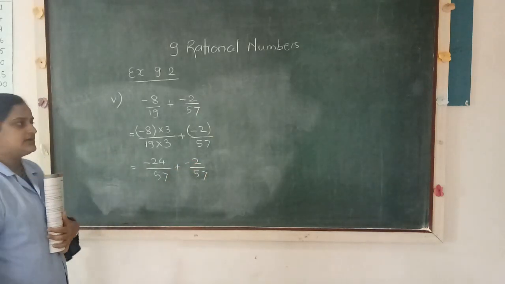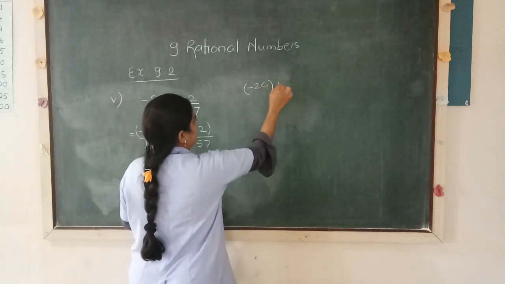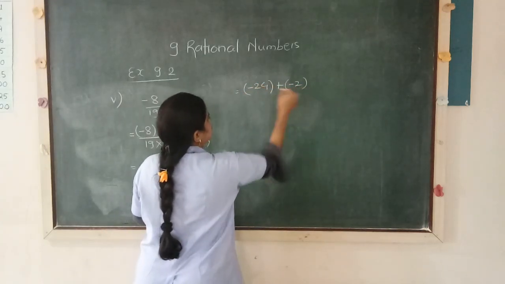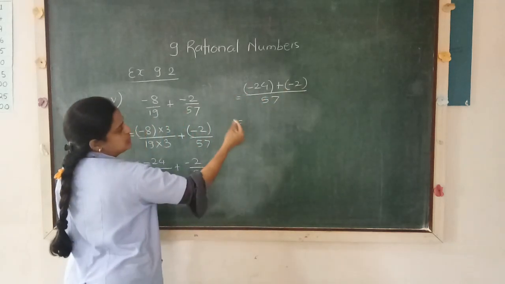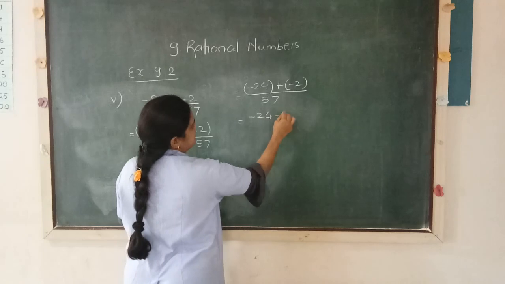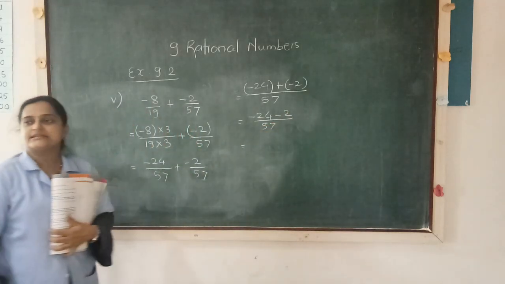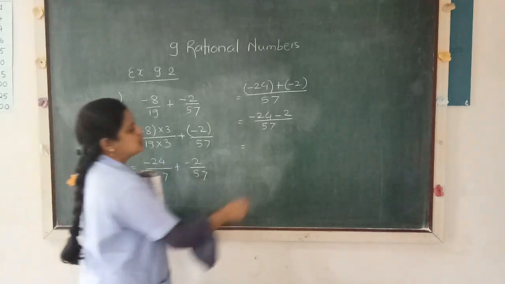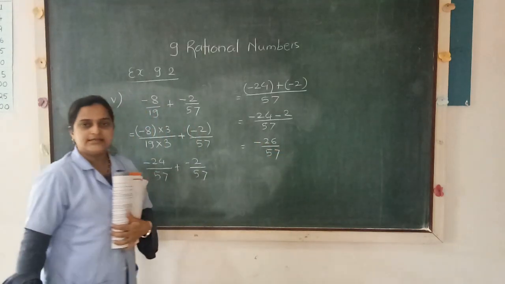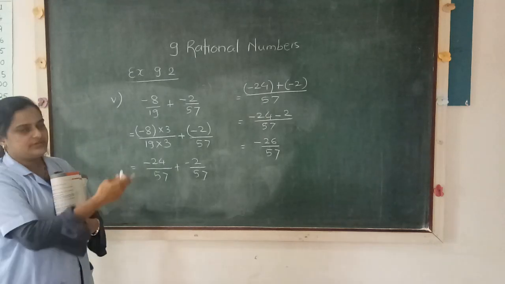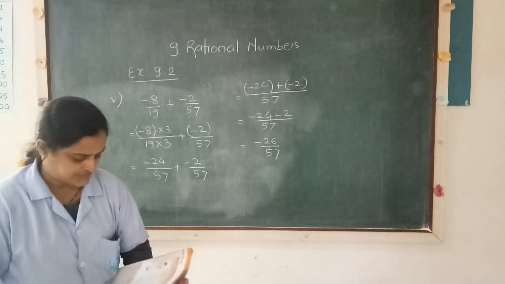Now they both have equal denominators. So how can I write it? Minus 24 plus minus 2 upon 57. Isn't it so? So how will I write it? By simplifying. Now the signs are same, we should add them. So what is the addition? Minus 26 upon 57. Is that clear? That will be the answer, the addition of these two rational numbers.